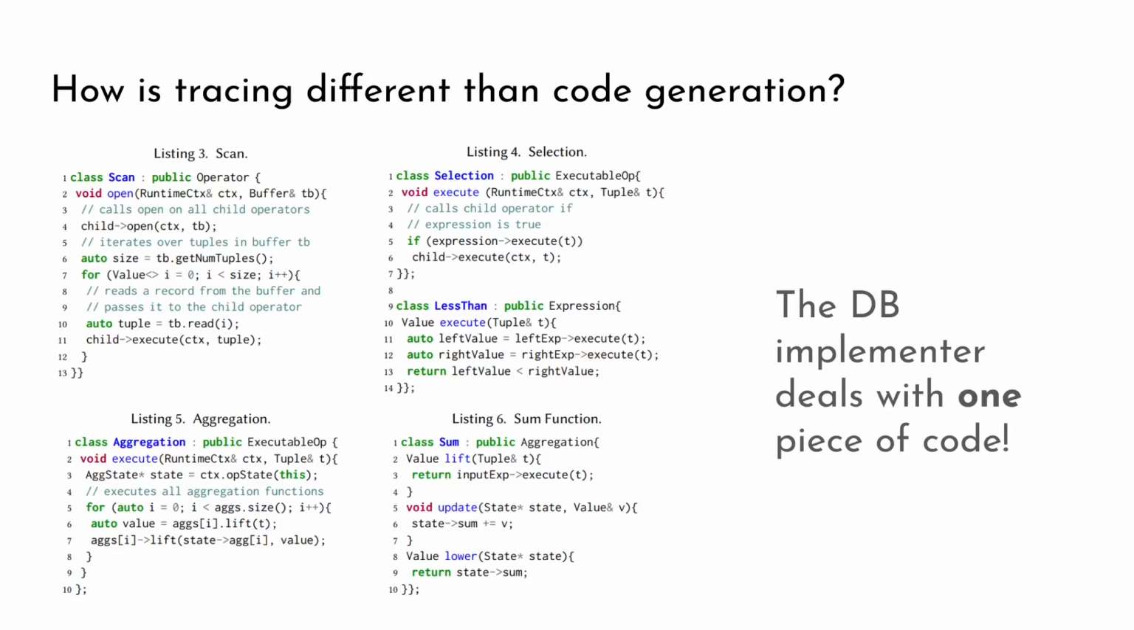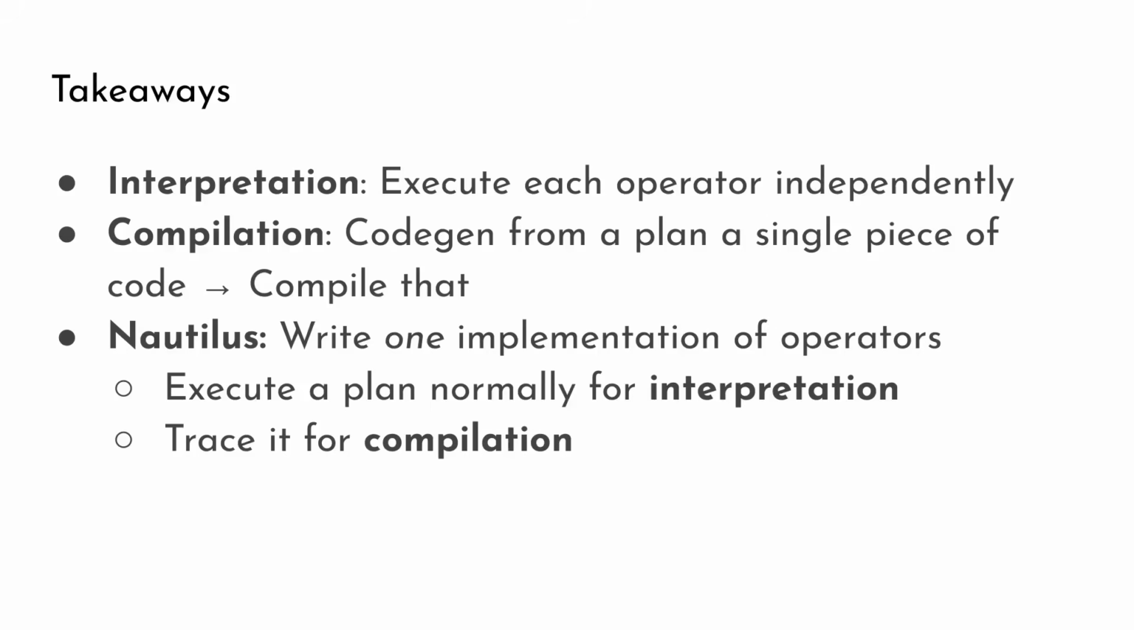Okay, so these are the takeaways of this presentation. Interpretation, we execute each operator independently. Compilation is code gen from a plan, a single piece of code, and then compile that. And then Nautilus, write one implementation of operators. You execute this normally during interpretation, but you trace it if you want to do compilation.